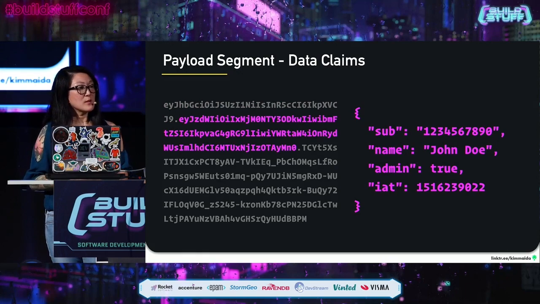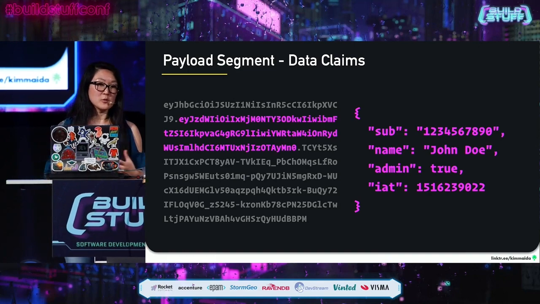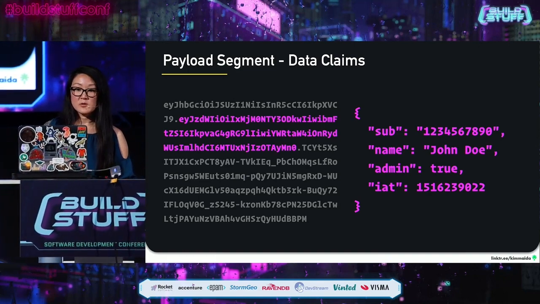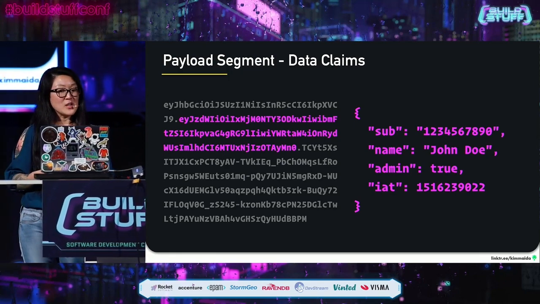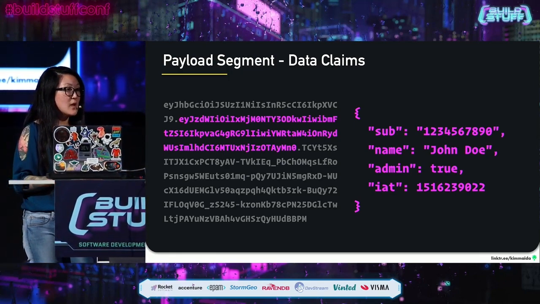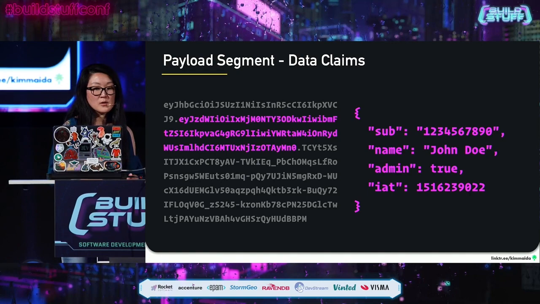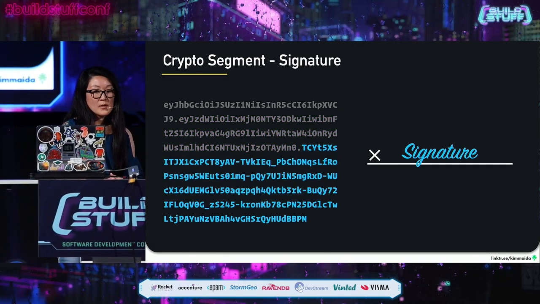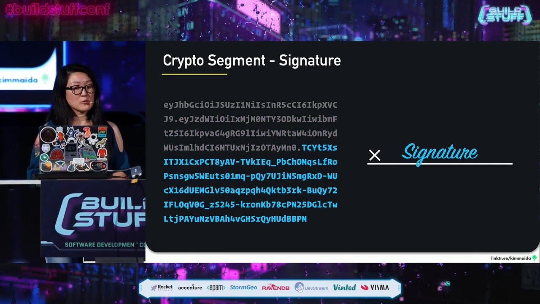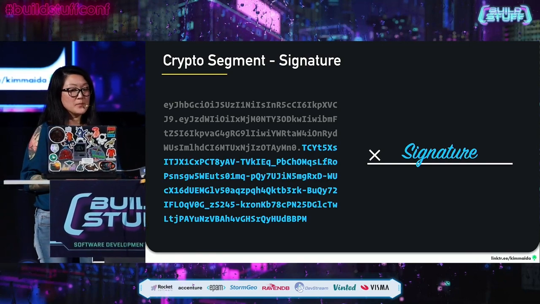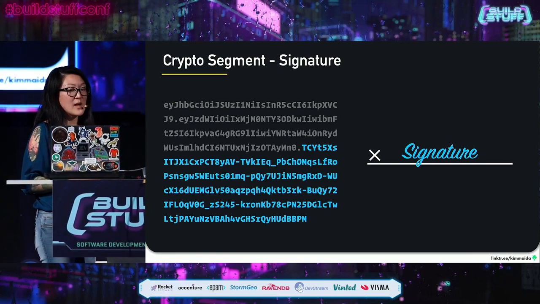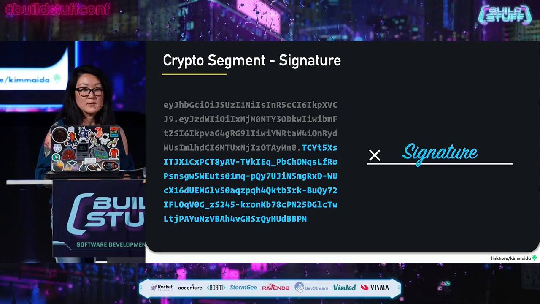And then the second segment is called the payload segment. Now these are claims. This is a JSON object containing statements about the user, identifying the user, and also statements about the authentication event itself. Again, this is base64 URL encoded. And then the final segment is the crypto segment, or the signature. Now, JSON Web Tokens are signed so that they can't be modified in transit.